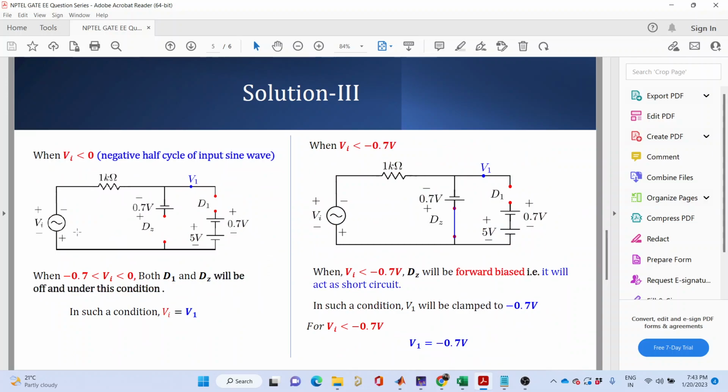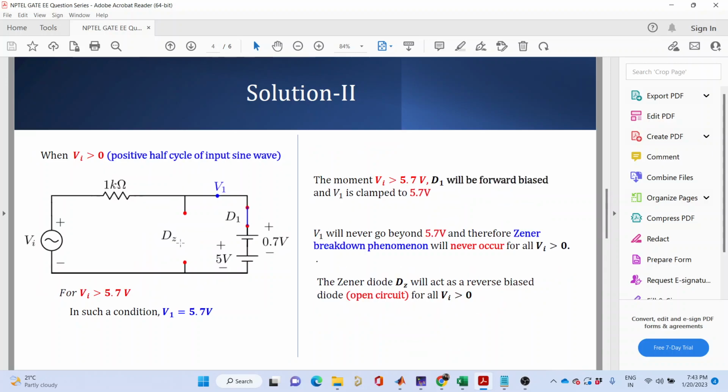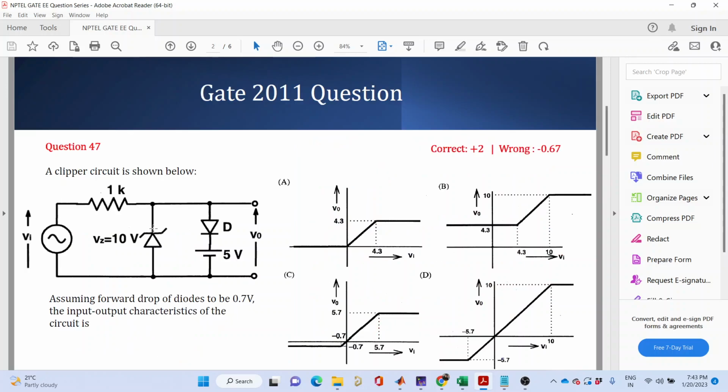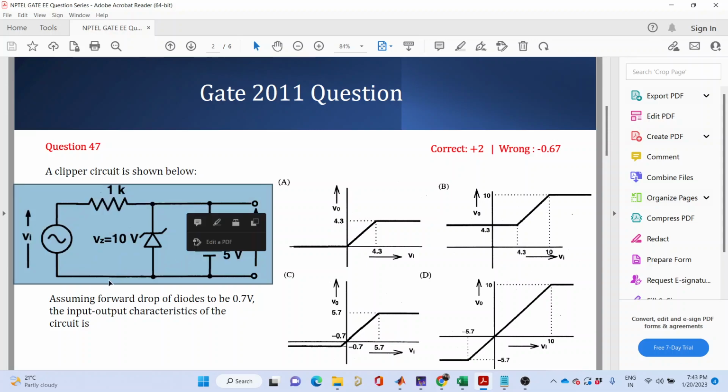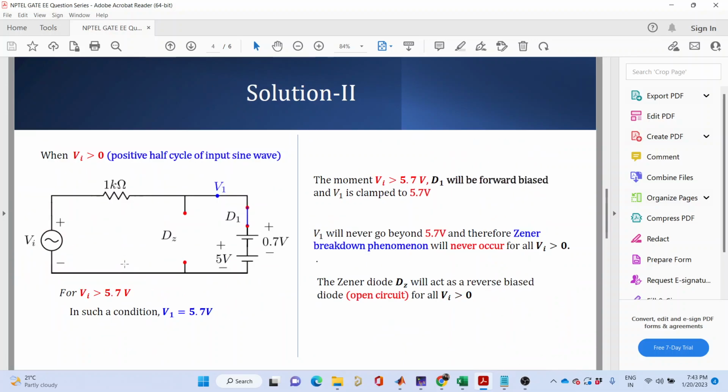Yes, sir. This is how I have shown it in the picture. You see the positive terminal is over here, negative terminal over here. In such a case, D1 would be reverse biased. That means D1 would be off, acting as an open circuit. Do you agree with me on this point? Yes, sir. Now, till VI reaches this 0.7 volt, when this terminal is positive and this terminal is negative, the Zener diode VZ would be forward biased. Can you see the diagram over here?